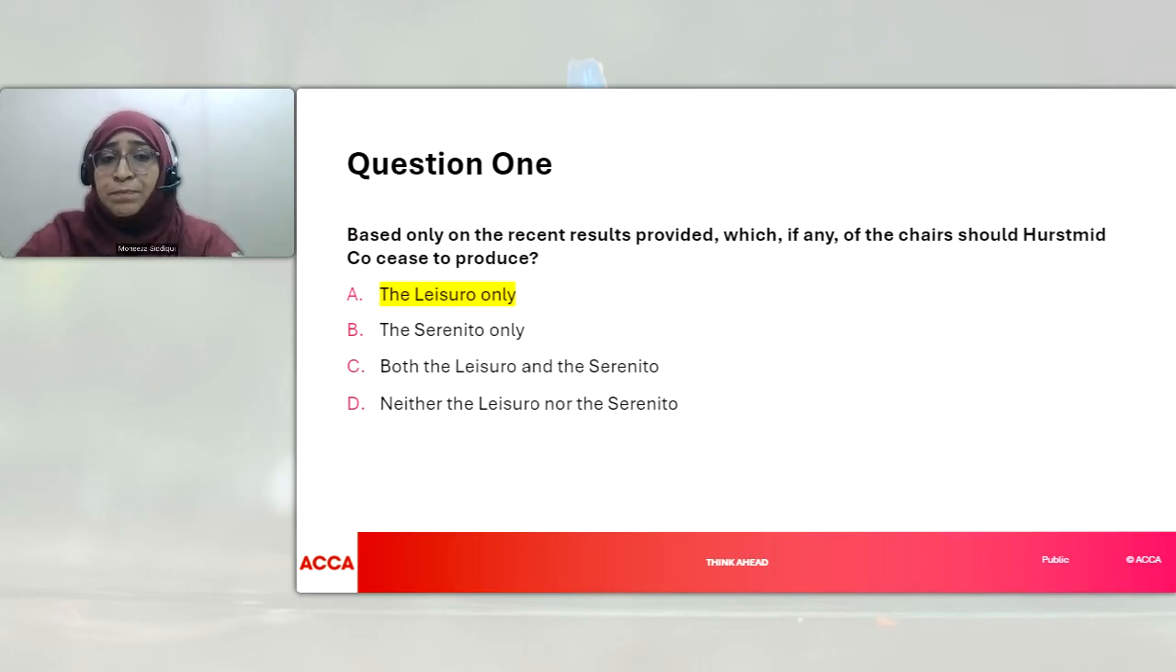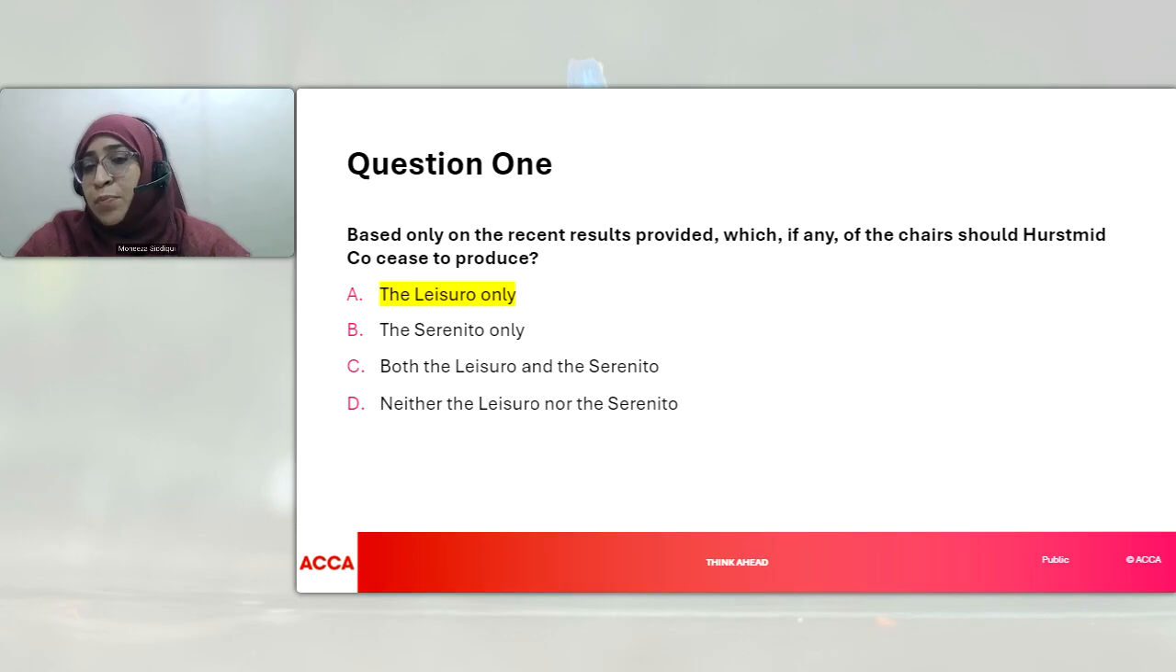So the first one, if you just read the requirement: based only on the recent results provided, which, if any, of the chairs should Hurstmid Company cease to produce? As I mentioned, there are 3 chairs being made, and out of that, chair C is performing well. So if you look at the 4 answer options available, we do not have any mention of chair C. We have Leggero and we have Serenito, which are chairs L and S, and that's it. So we're just thinking, which of these 2, or both, or neither, should we cease to manufacture?